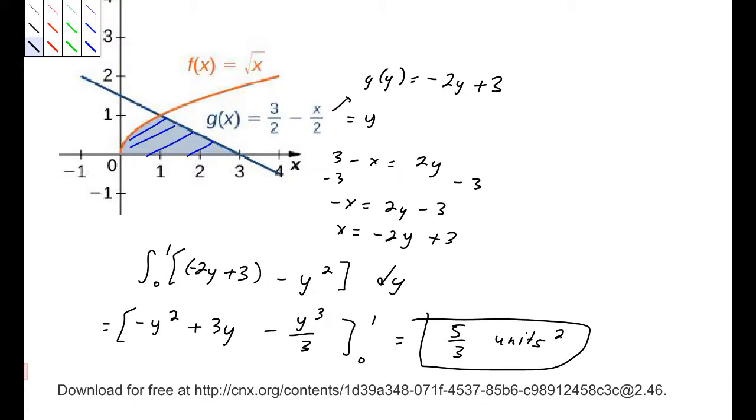Okay, now if you compare that side by side with number 7, it depends on how you look at it, but in some ways I think this actually might be easier if you can change your perspective to thinking in terms of y instead of x.